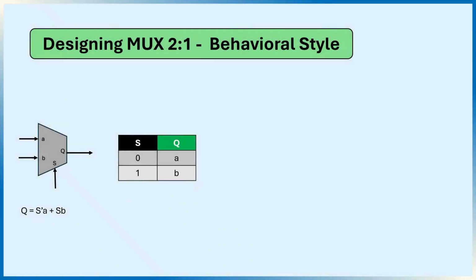Let's design a 2-to-1 multiplexer in behavioral style. Behavioral style refers to writing code that describes what the circuit should do rather than how it is built. The truth table shows that when select S is 0, Q equals A, and when S is 1, Q equals B. Let's look at an implementation using always combinational.